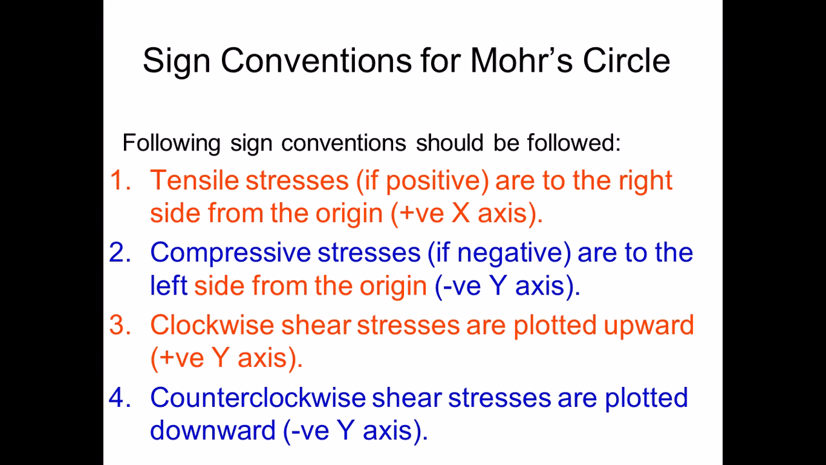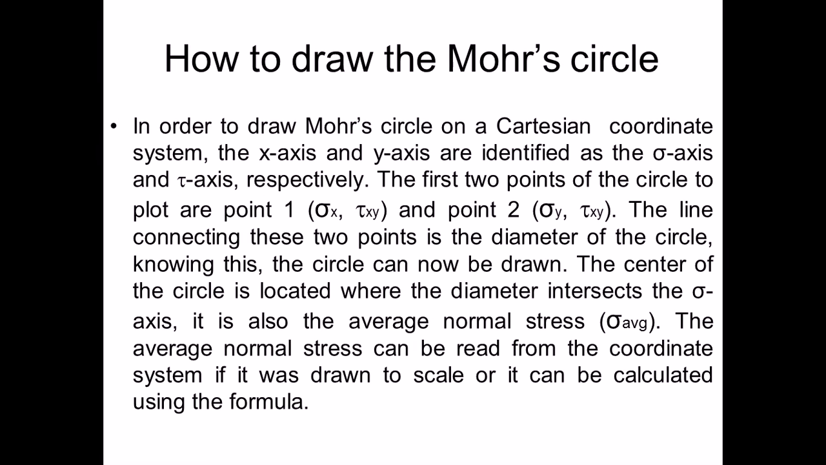Sign conventions for Mohr circle. To draw the Mohr circle, we have to be very careful and aware of the sign conventions, and the following sign conventions should be followed. Tensile stresses, being positive, are taken to the right side from the origin, that is the positive x-axis. Compressive stresses, being negative, are taken to the left side from the origin. Clockwise shear stresses are plotted upward, that means in the direction of the positive y-axis, and counterclockwise shear stresses are plotted in the downward direction from the origin, that is towards the negative y-axis.